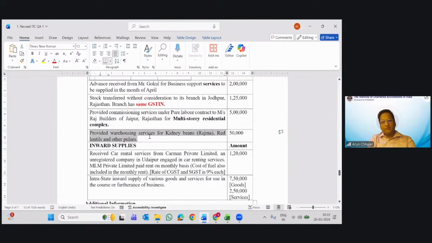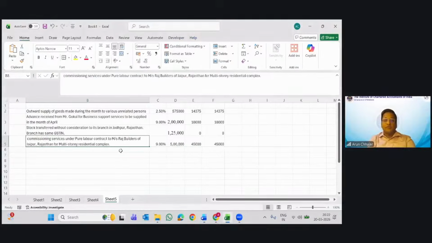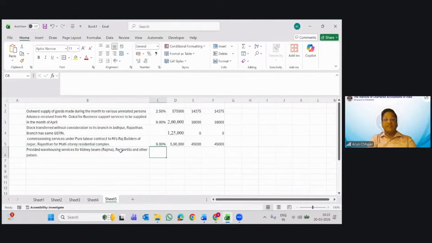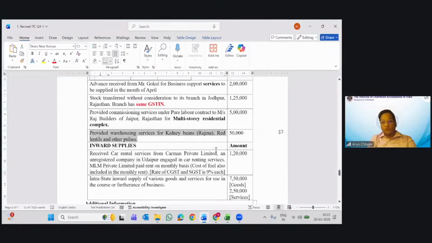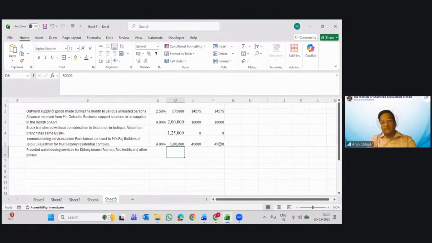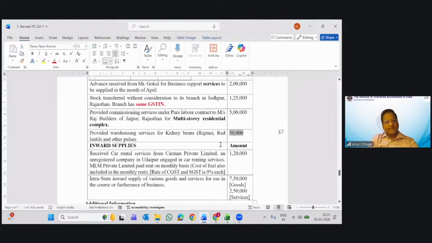Warehousing for Rajma, red lentils, and other pulses. So warehousing services for the pulses. What would be your answer? Warehousing services for pulses. This time it is exempted. Absolutely correct. This time it is exempted.